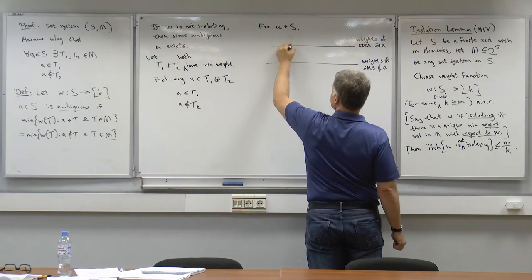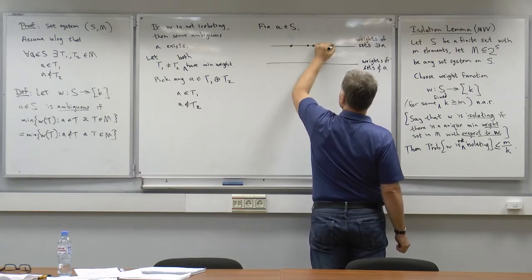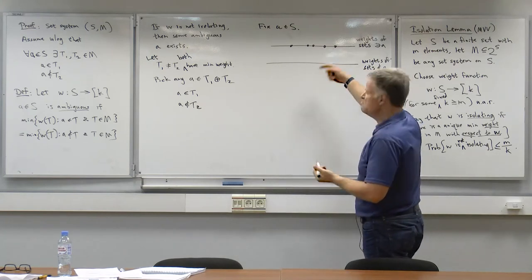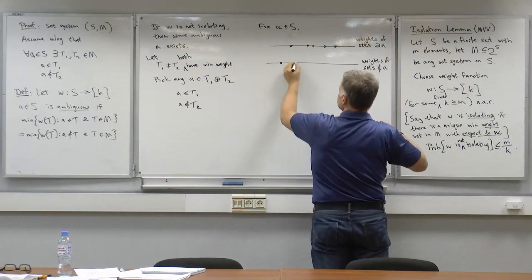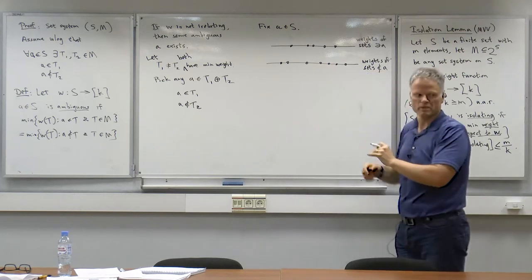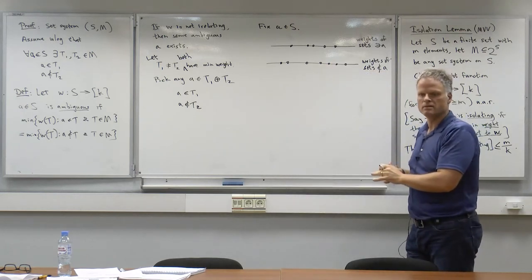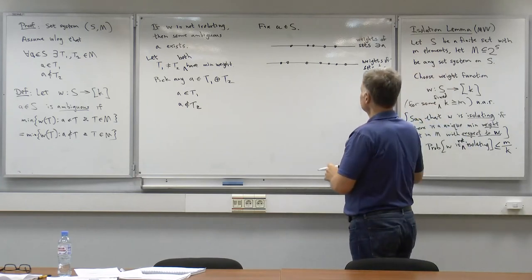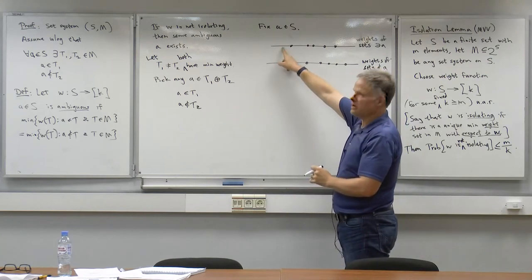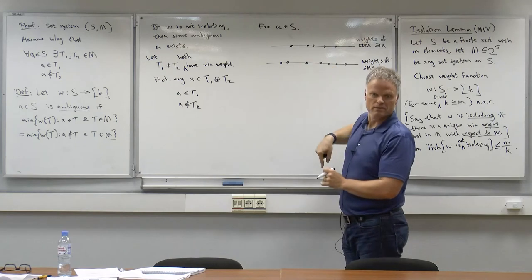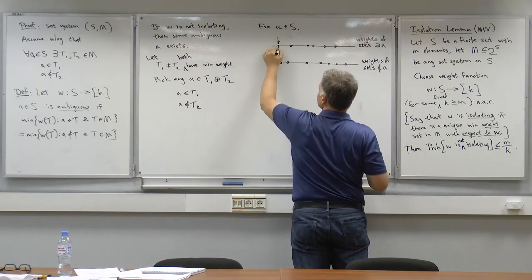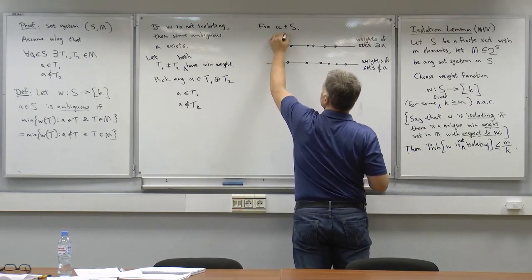Maybe I have these things. These are the weights of the sets that contain A, and here are the weights of the sets that don't contain A. There could be duplicates here, that's fine. A being ambiguous means that if you take the leftmost point on both these lines, they line up vertically. So A ambiguous means this is true. This is what happens when A is ambiguous.